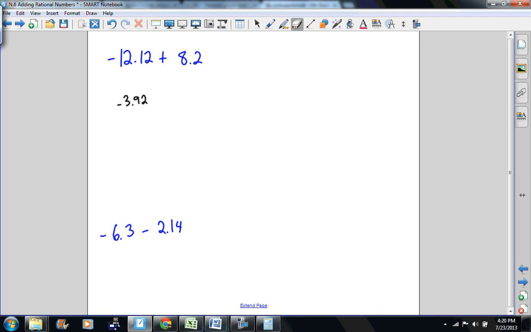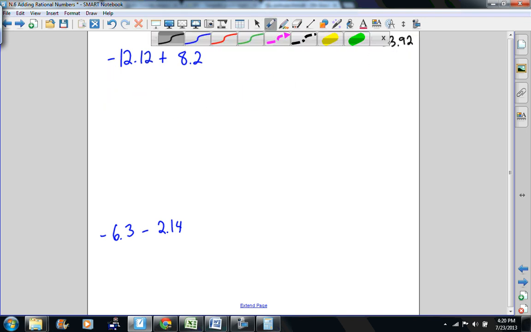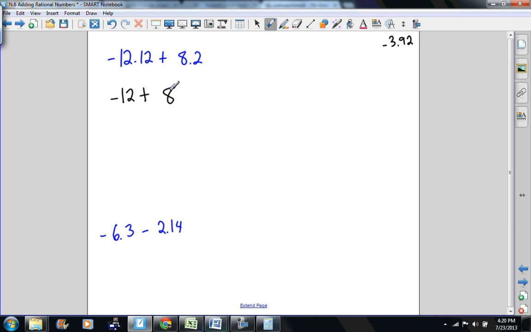The way I recommend, and I'm going to keep this here just so we know we did it right, is I like to take these numbers and just ignore the decimals at first. So I turn this into negative 12 plus 8. What is negative 12 plus 8? Hopefully you know that is negative 4. We have to ask ourselves, how did we get negative 4 from these numbers? Well, it's actually 12 minus 8, which gave us 4, and then we put a negative on it.